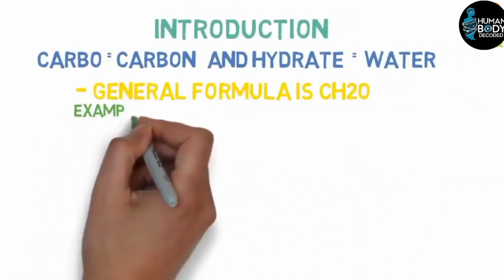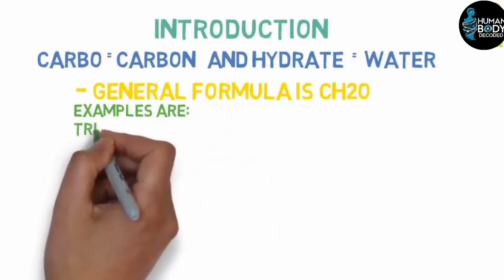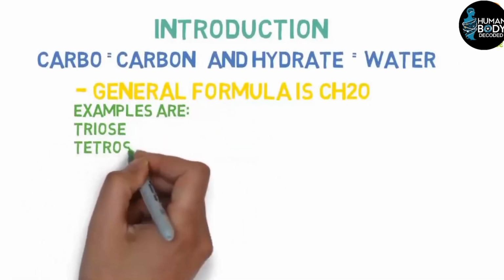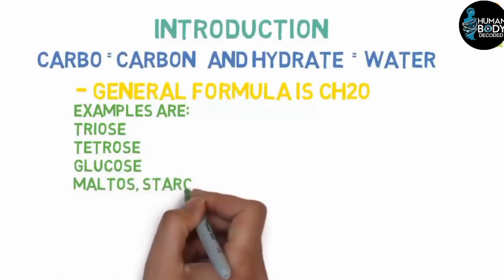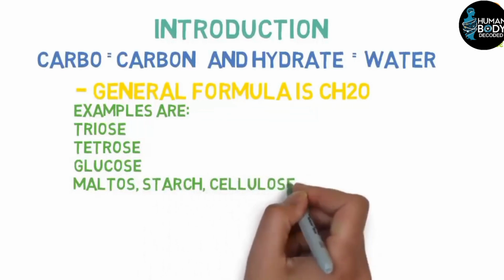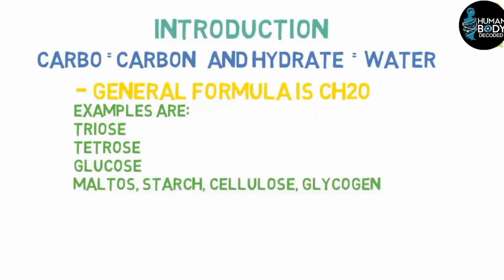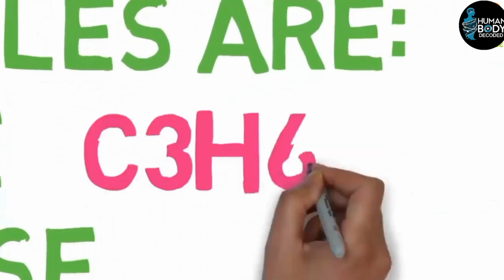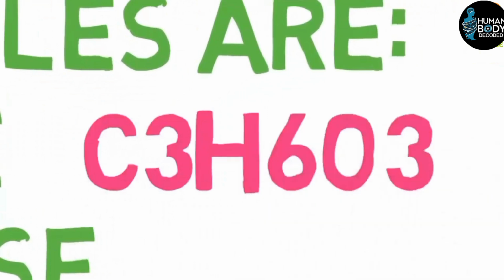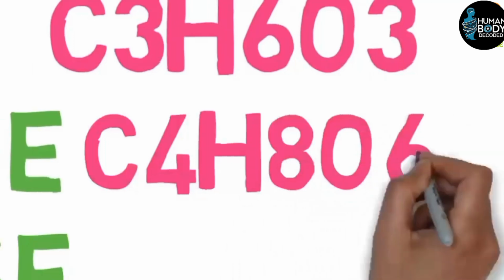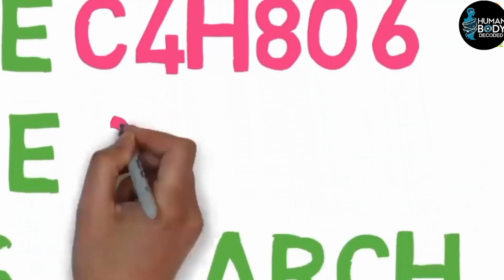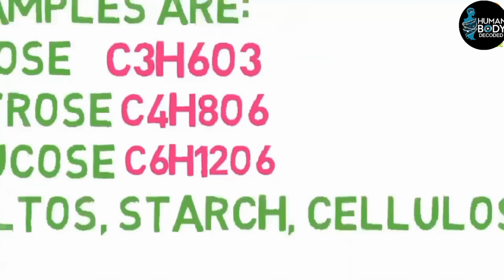Some examples of carbohydrates include triose, tetrose, glucose, maltose, sucrose, starch, cellulose, glycogen. Triose is a 3-carbon sugar and its formula is C3H6O3. As for tetrose, it is a 4-carbon sugar, and glucose is a 6-carbon sugar.